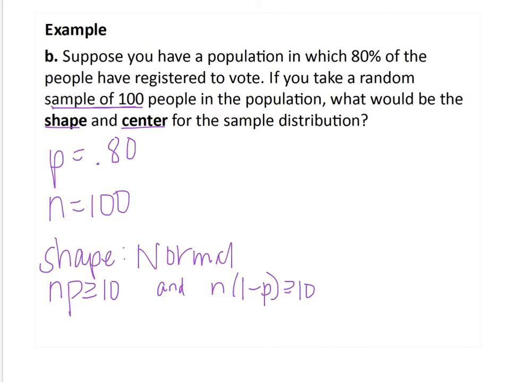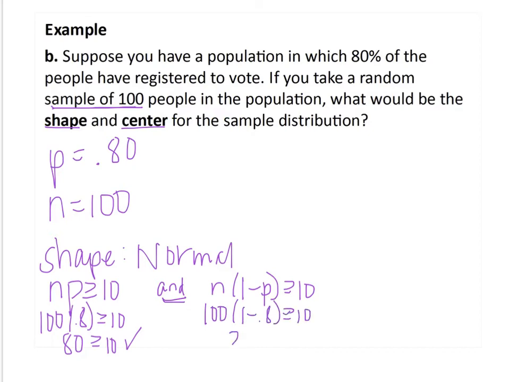Well, let's check that. If I do 100 times 0.8, that gives me 80, and 80 is greater than or equal to 10. So my first criteria checks. It works. Well, let's take a look at the second because they both have to work. 100 times 1 minus 0.8, is that greater than or equal to 10? Well, 20 is greater than or equal to 10, so that condition works. So I can say that my shape is normal because these two criteria are met.